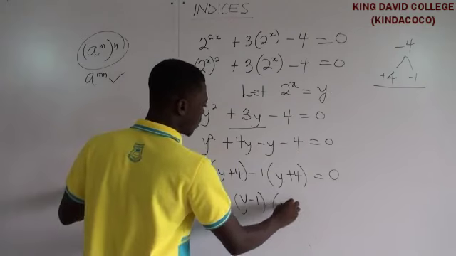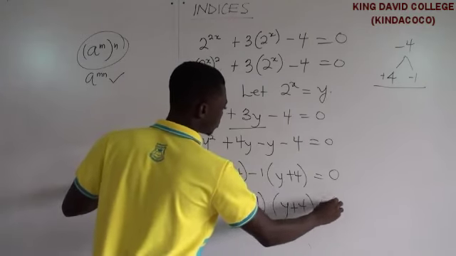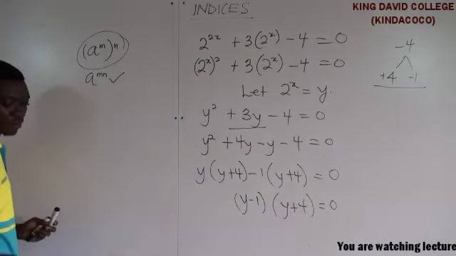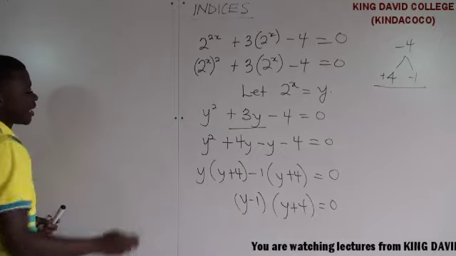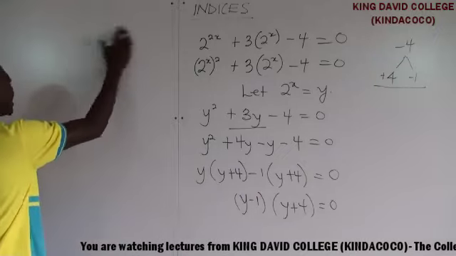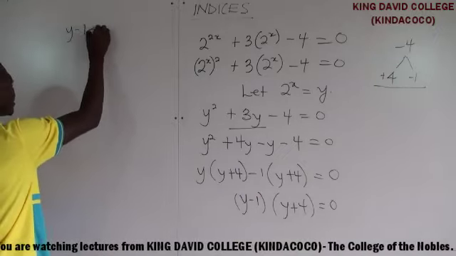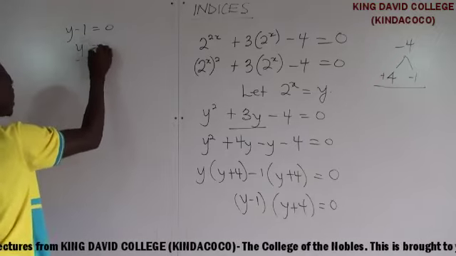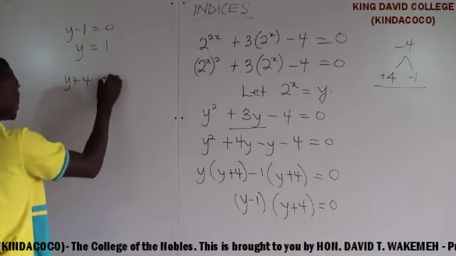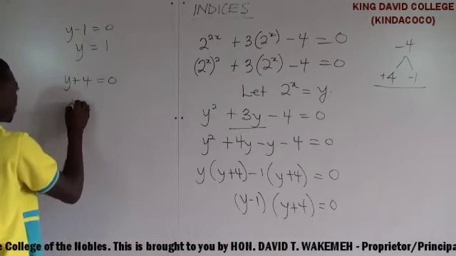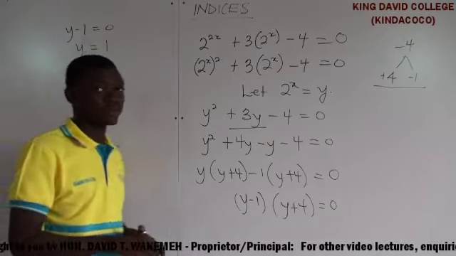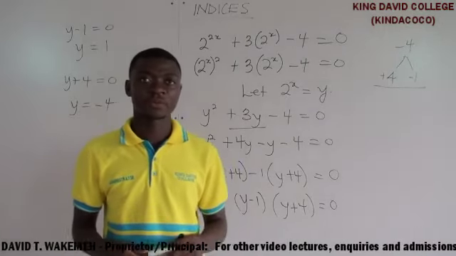And then what? Y plus what? 4. All this is equal to what? 0. Therefore, continuing from that level, we know that y minus 1 times y plus 4 all is equal to 0. So I can decide to say y minus 1 is equal to 0. Hence, y is equal to what? 1. And then y plus 4 is equal to 0. Therefore, y is equal to what? Minus 4. Okay, minus 4. Are you okay? Minus 4.